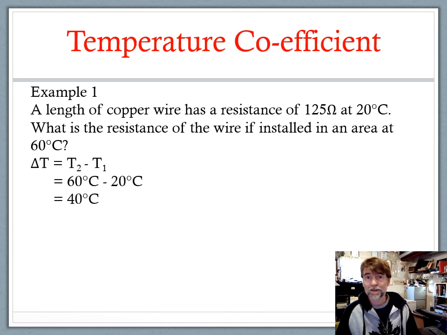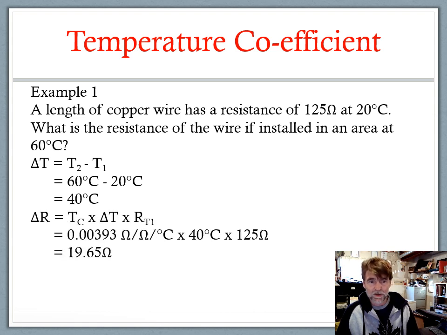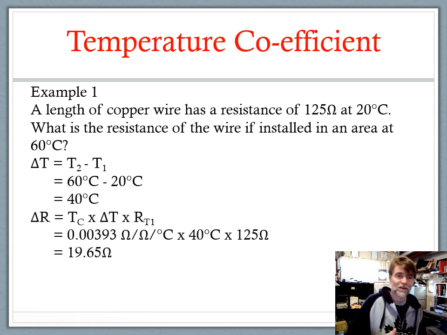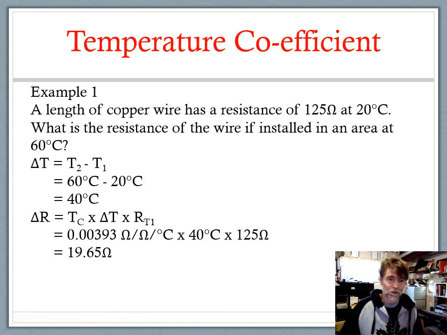So step 1 is to figure out the change in temperature. So it's T2 minus T1. We want to talk about a situation where the ambient temperature is 60 degrees. So we take the 60 and we subtract from it the 20, which is where we began. That's how we calculated our resistance in the first place. And that gives us a delta T of 40 degrees. Take that 40 degrees to our second equation, which says let's calculate the change in resistance as a result of this.